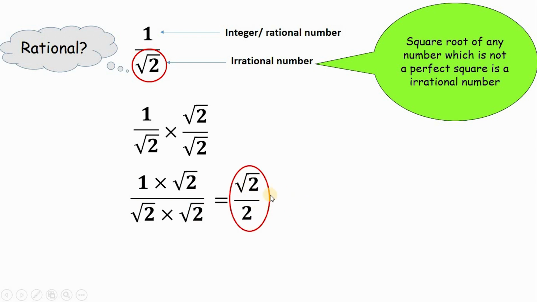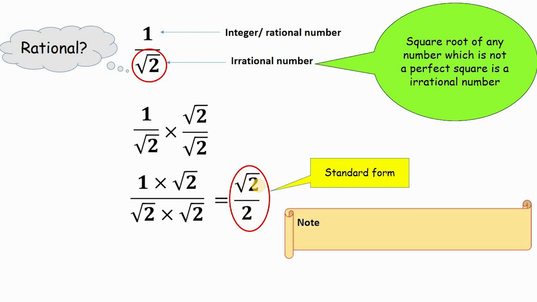Now this number is called the standard form of the number. Here the numerator is irrational, but the denominator is rational. In the standard form, it is very important that the denominator should be a rational number. Therefore, we'll take a note here.